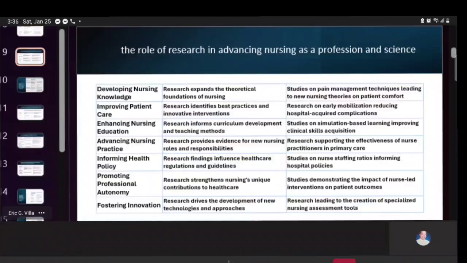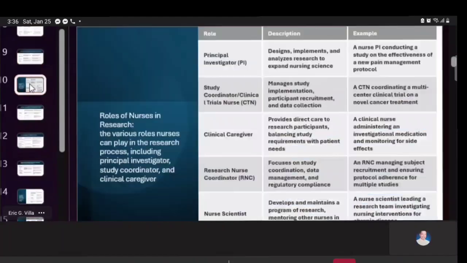Next, we need to determine what the roles of nurses in research are.